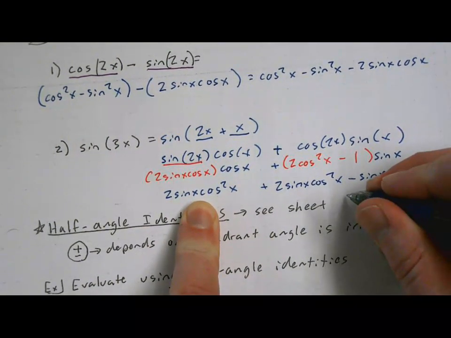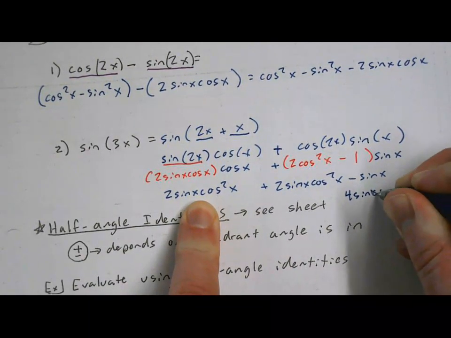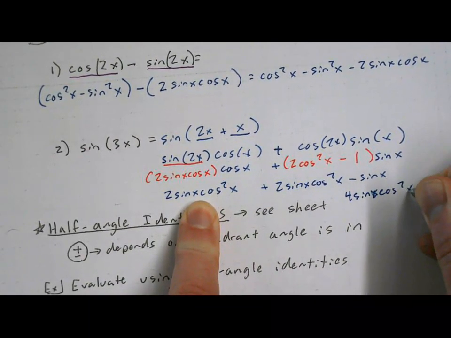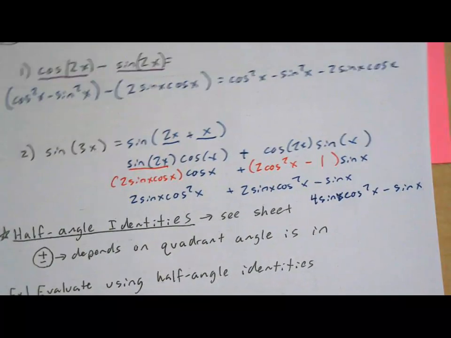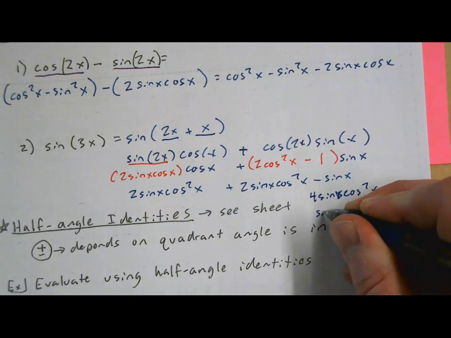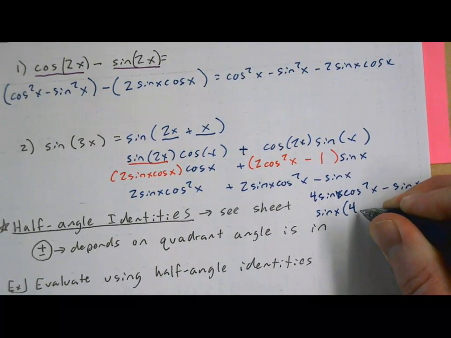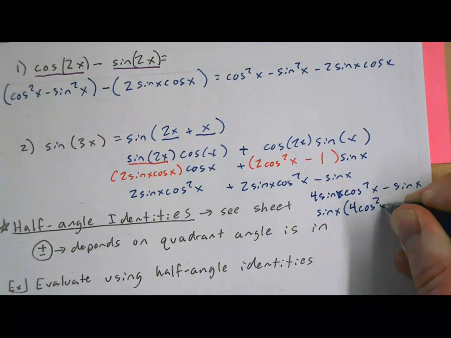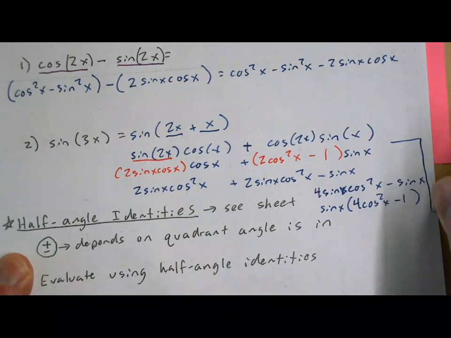So if your book were doing this, they would call that 4 sine x cosine squared x minus sine x. And they would actually take it one step further. They would factor that sine x out for a final answer of sine x times 4 cosine squared x minus 1. I would say that every step from here to here is a viable answer.